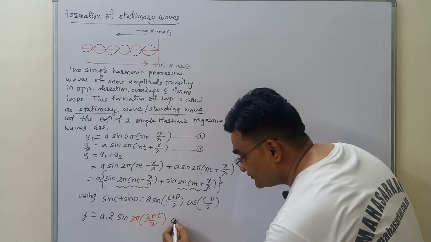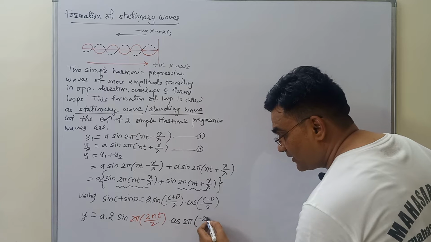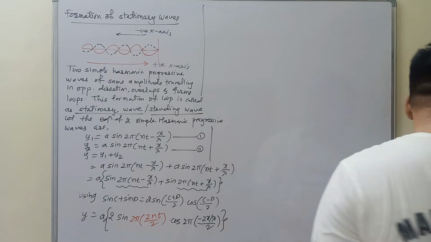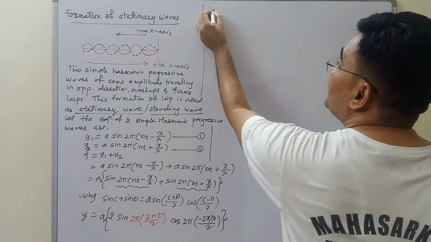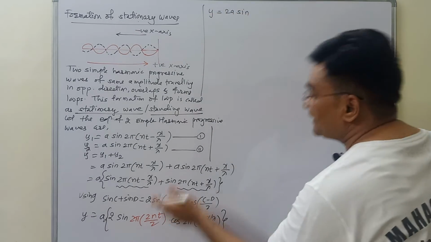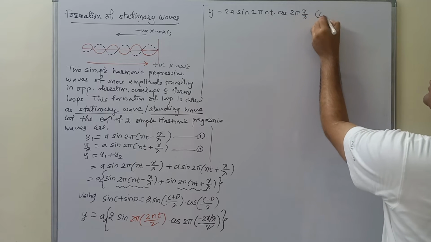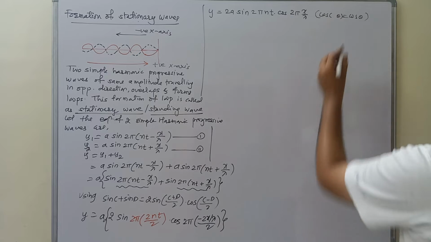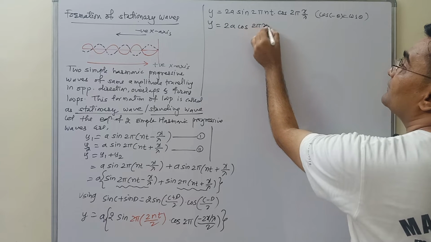Into cos, similarly again 2 pi will be common. This bracket minus this bracket. nt will cancel, minus x upon lambda minus x upon lambda gives minus 2x upon lambda divided by 2. This is done. Now again, see, y equals 2a sine, the 2 gets cancelled, 2 pi nt into cos 2 pi x upon lambda. We know that cos of minus theta is always equal to what? Cos theta. Though there was a negative sign here, cos of minus theta is always cos theta.